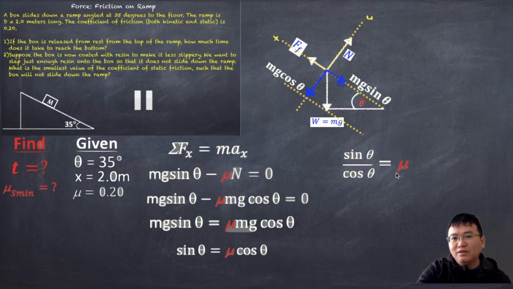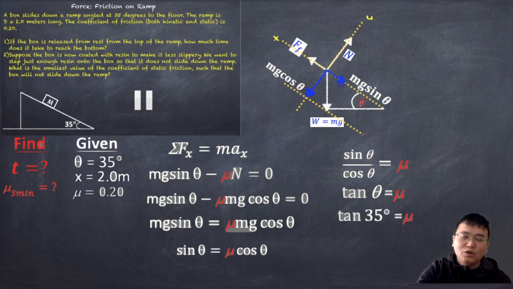If you want to clean that up even more, it just becomes tangent. You can plug in the numbers and get the answer. But if you want to clean this up, you can just say the tangent of theta equals mu. And so you put 35 degrees in, and that will give you around 0.7 for the coefficient of friction. And that's pretty much it for this problem. That's the answer. I will see you in the next video.